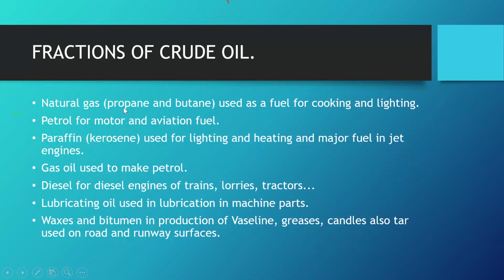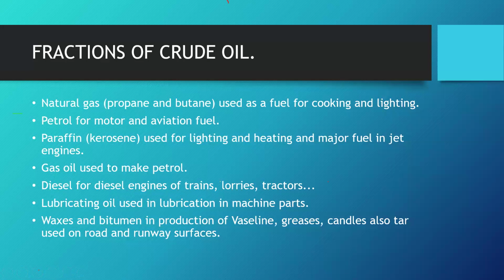So we have natural gas, which has propane and butane, used as a fuel for cooking and lighting. Then we have petrol for motor and aviation fuel. Then we have paraffin or kerosene used for lighting and heating and a major fuel in jet engines. Then we have gas oil used to make petrol, or the one you call fuel oil. Then diesel used for diesel engines of trains, lorries, and tractors. Then lubricating oil used in lubrication in machine parts.